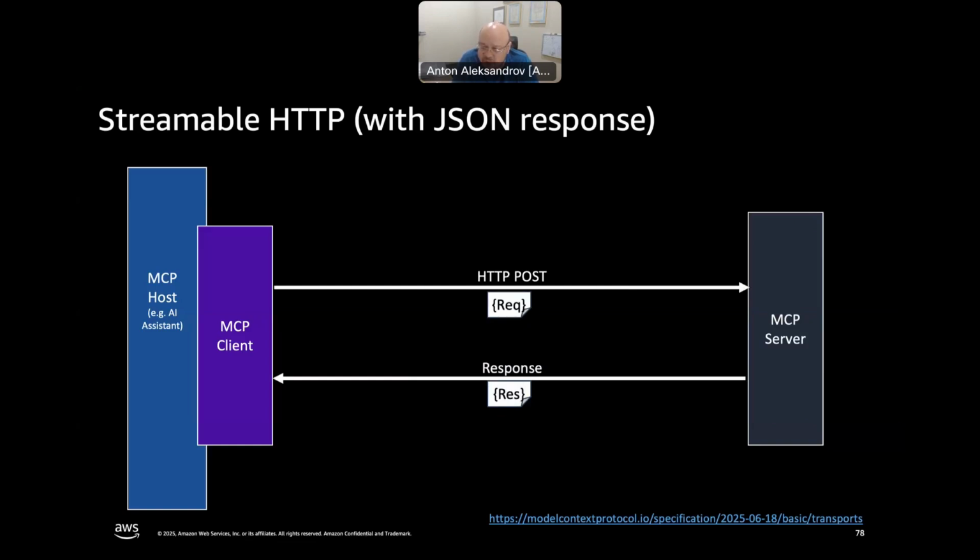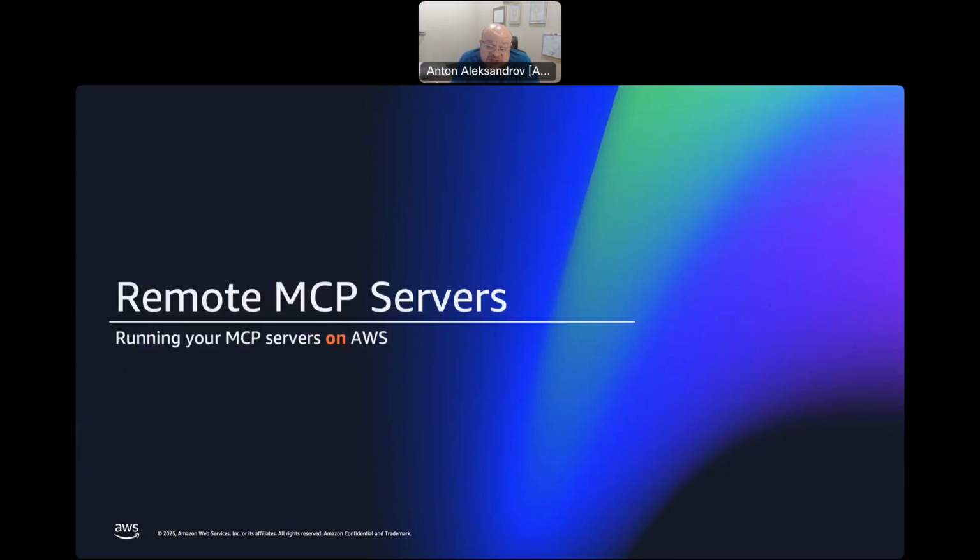This is not a workaround. This is an officially defined workflow in the MCP spec, right? And this allows us to build very robust, stateless MCP servers that are much easier to scale, which is exactly what we're going to do, right? So let's start building a remote MCP server that is going to run on AWS, right?